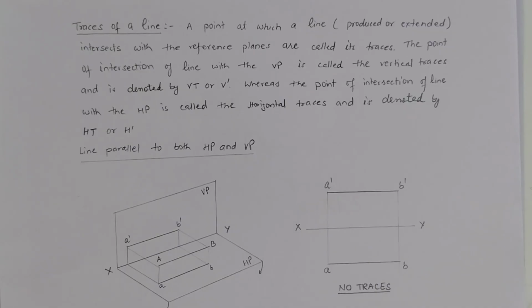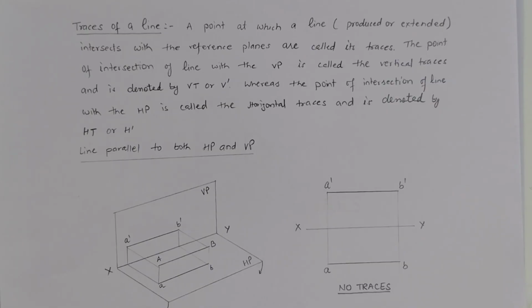The point of intersection of a line with the vertical plane is called the vertical trace and is denoted by VT or V dash, whereas the point of intersection of the line with the HP, that is the horizontal plane, is called the horizontal trace and is denoted by HT or H dash.